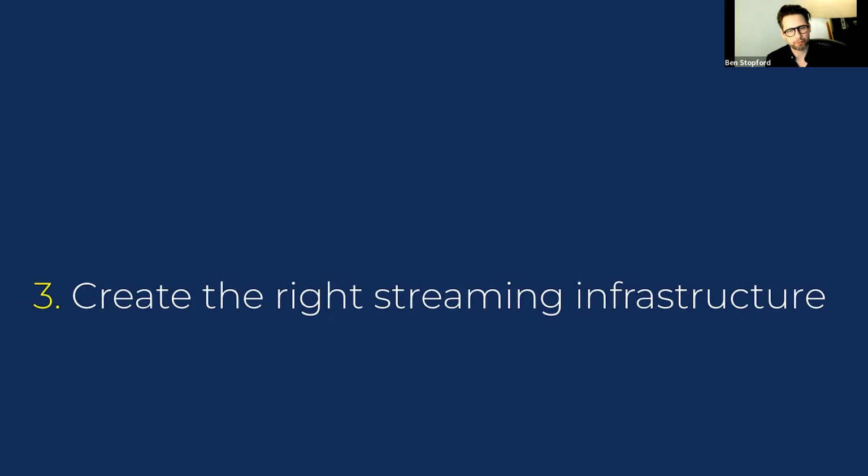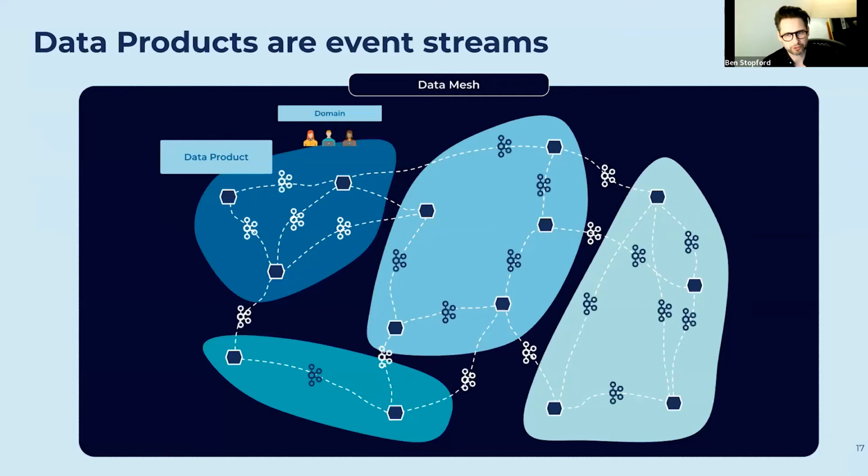Now I want to talk a bit about how we build these things. So how do we build a data mesh with event streams? First thing, number three, let's create the right streaming infrastructure. So in an event streaming data mesh, the data products are actually event streams. And that's actually true even if you've got a database and there's a CDC process that's taking data out of the database and publishing it to the mesh, the manifestation of the data product to everybody else in the organization is actually the event stream.